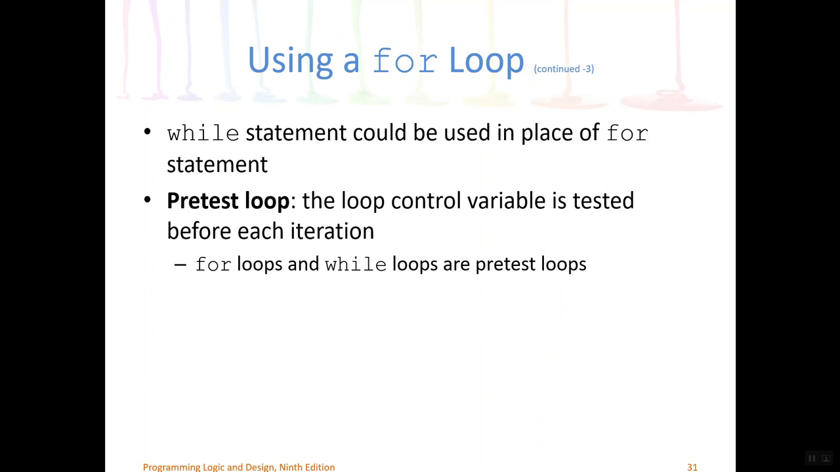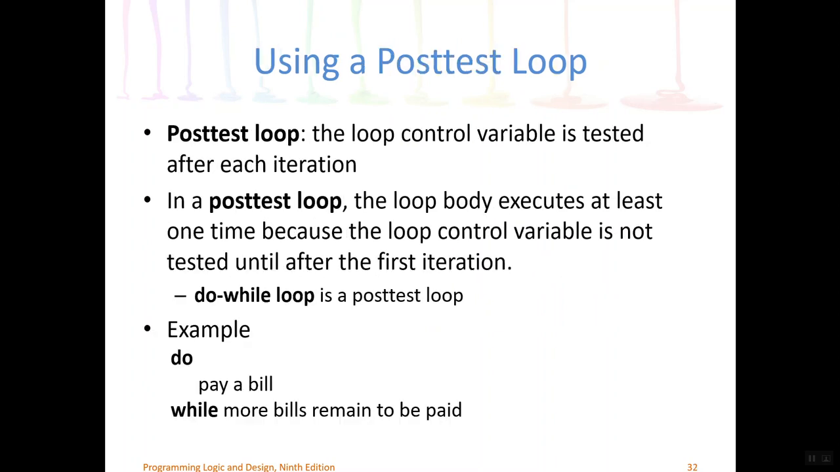The while loop that we learned about earlier, the while statement, can be used in place of a for statement. Both while and for structures or statements are called pretest loops. That means that the loop control variable is tested before each iteration. This is as opposed to the post-test loop. If you look down at the bottom of this slide, we have an example of a post-test loop implemented with what is called a do-while construct.